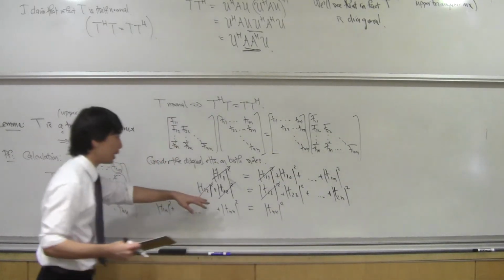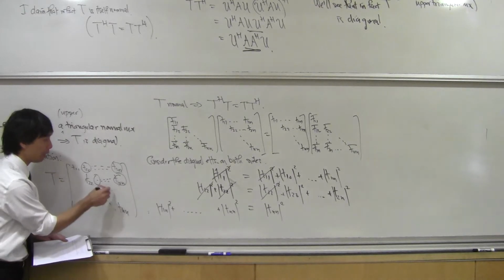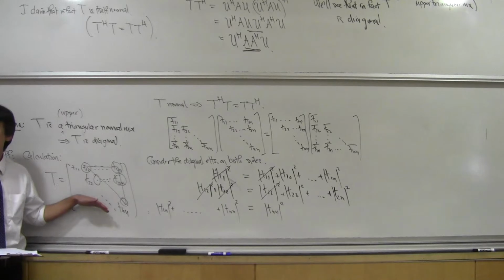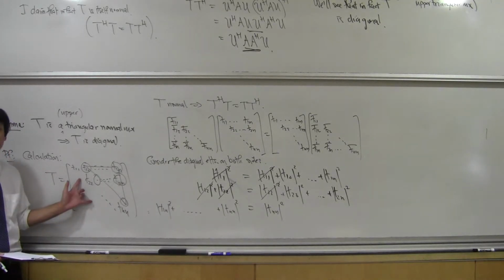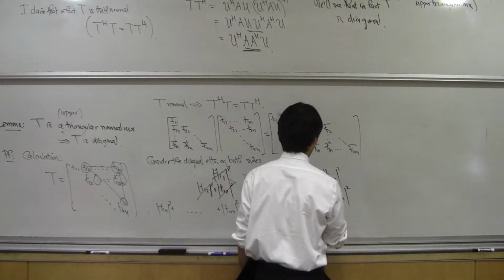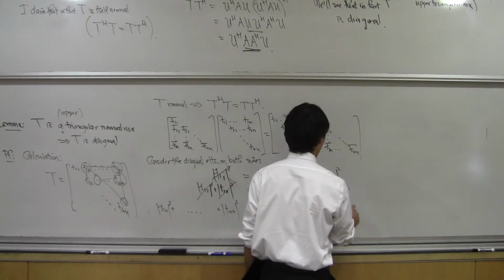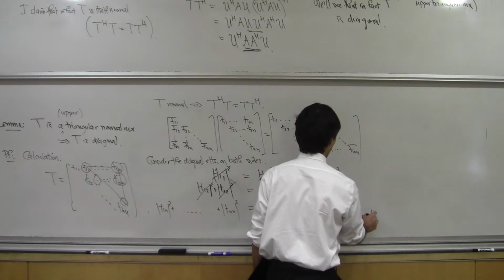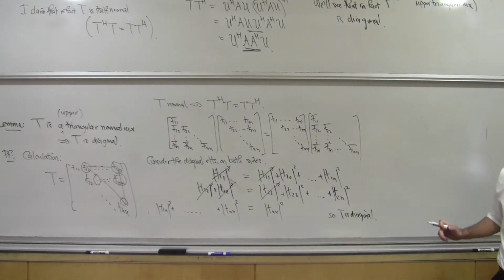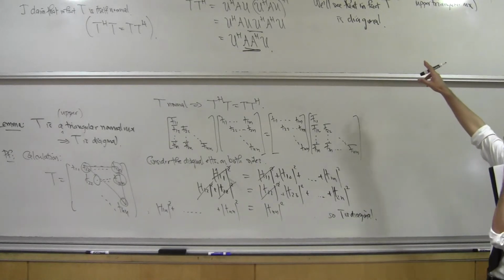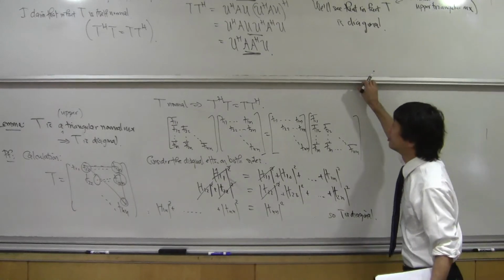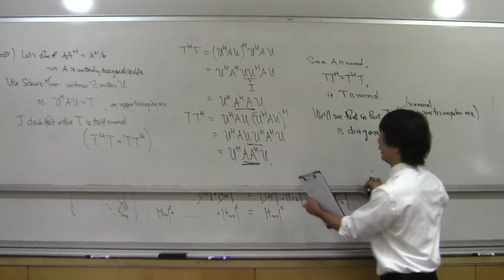Okay, and you keep on going all the way down, and you see that all these guys are 0. So everything in this upper triangle is 0, and so you see that T is diagonal. So T is diagonal, and that's the end of that. Okay. So you see that A being normal, right? You see that.